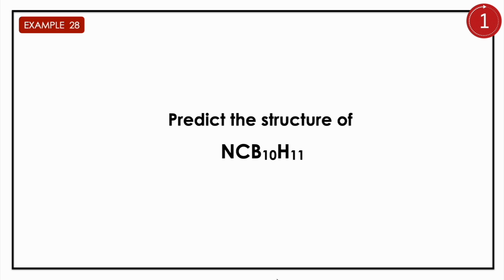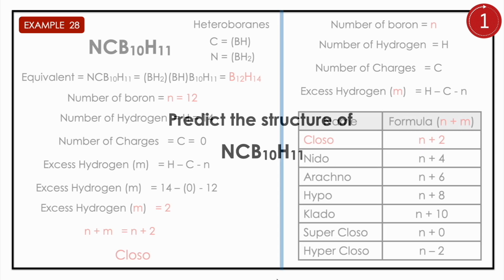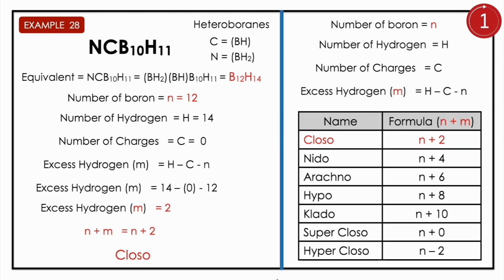Then the next example, here you have NCB10H11. You should find the structure of the molecule using Wade's rule. Here NCB10H11 is given. It is a heteroborane because it has carbon and nitrogen heteroatoms.